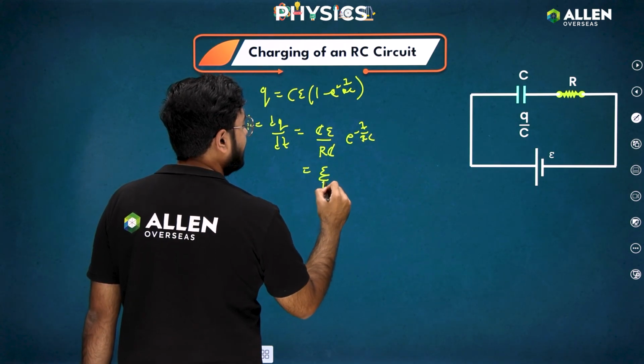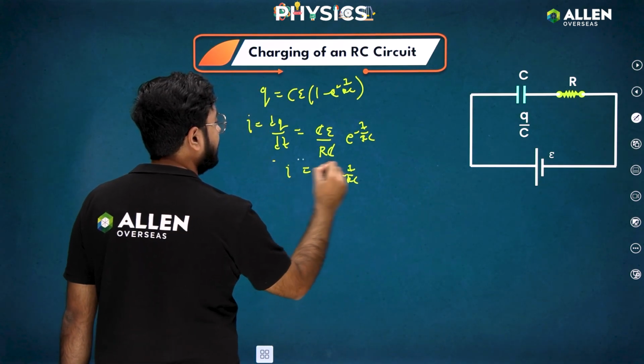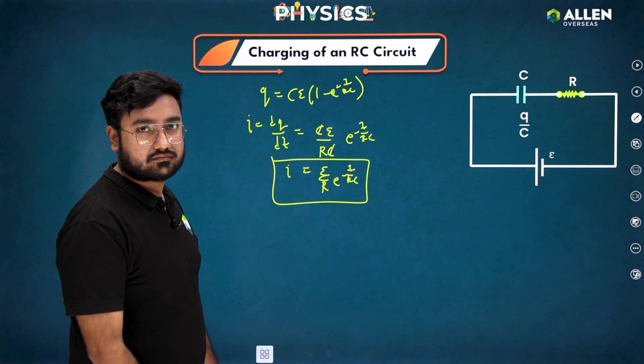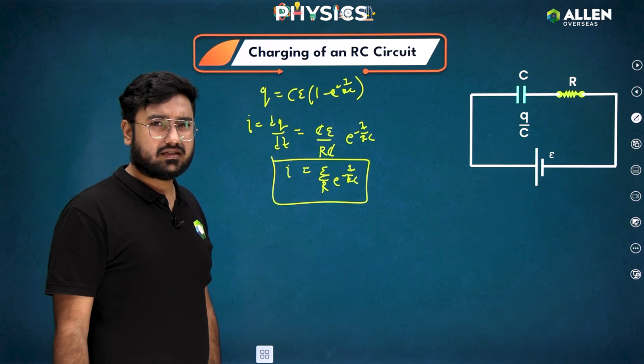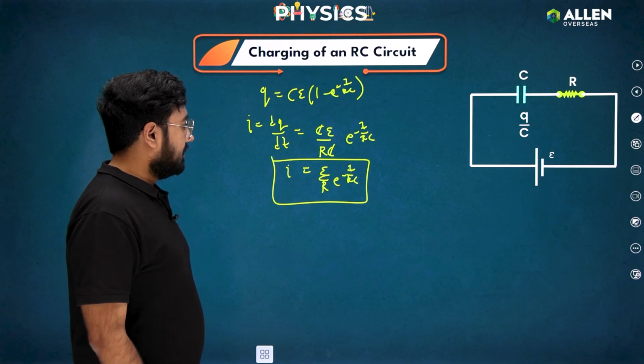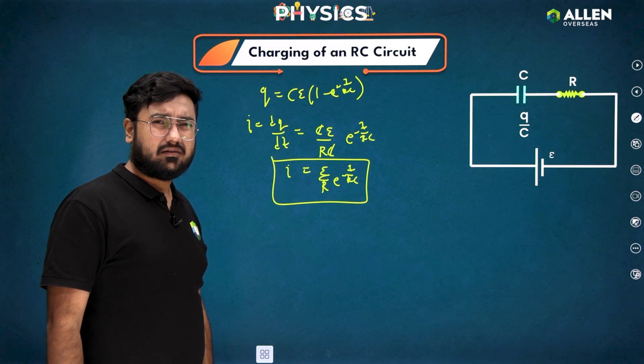This is E by R, e to the power minus t by RC. This is your current. Basic, no rocket science. So how will the graphs be?